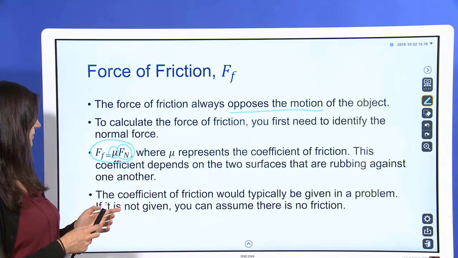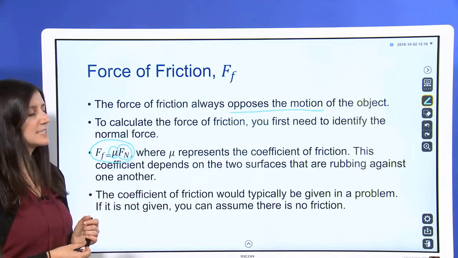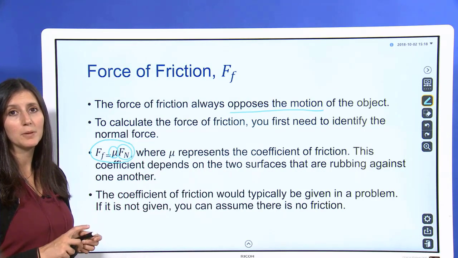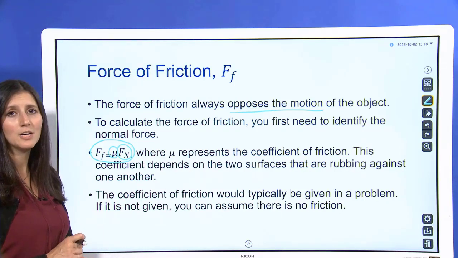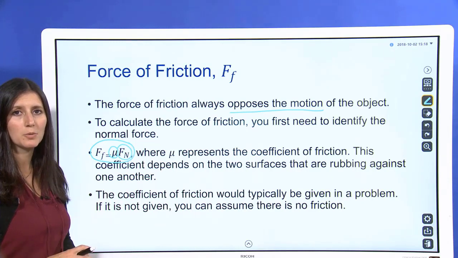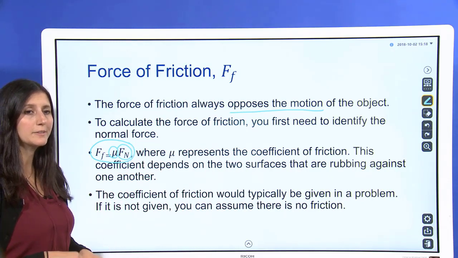Okay? The coefficient of friction is typically going to be given to you in a problem, but if it doesn't mention coefficient of friction and it doesn't mention friction at all, then you can just assume there's no friction in the problem and then ignore it altogether.